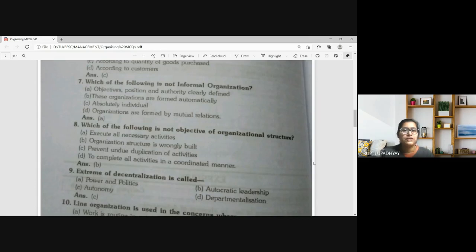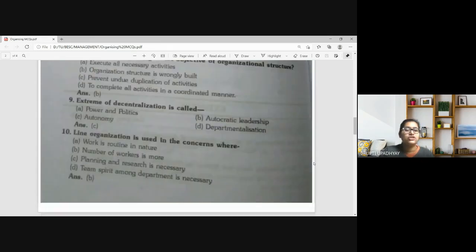So, what is the objective of organization structure in the organization? To execute all necessary activities, yes. To prevent duplication of work, yes. To complete all activities in a well coordinated manner, yes. So our answer is that the organization structure is not wrongly built. That's the answer B. Next question.